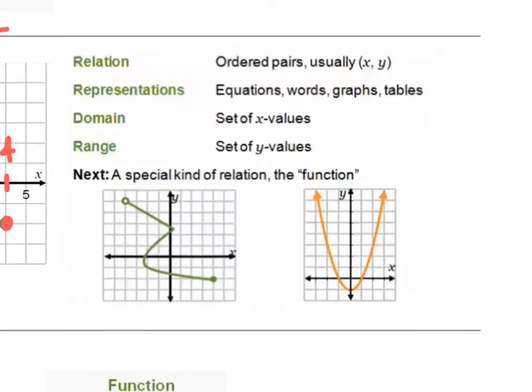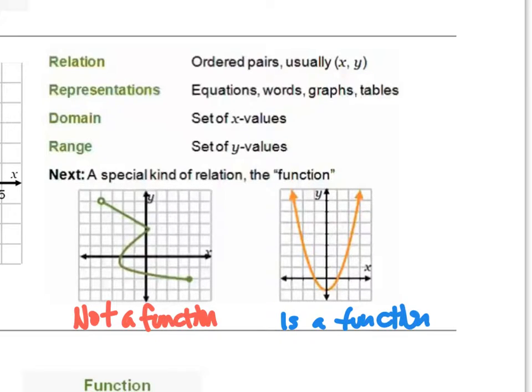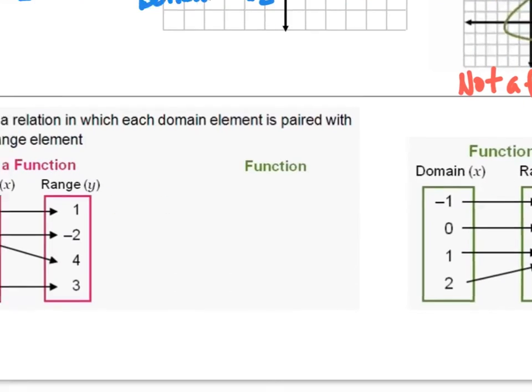All right, real quick over here. Again, a relation is just a set of ordered pairs. We can represent those using equations, words, graphs, and tables. Domain is where you have x values. Range is where you have y values. And then we have a special kind of relation called a function. Okay? This graph here is actually not a function. I can just tell that by looking at it. Not a function. Okay? This graph over here to the right is a function. So is a function. Okay? All right, let's take a look down over here.